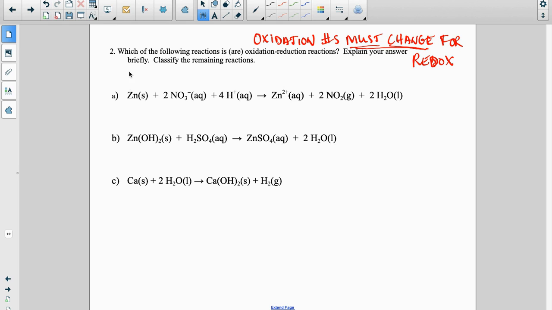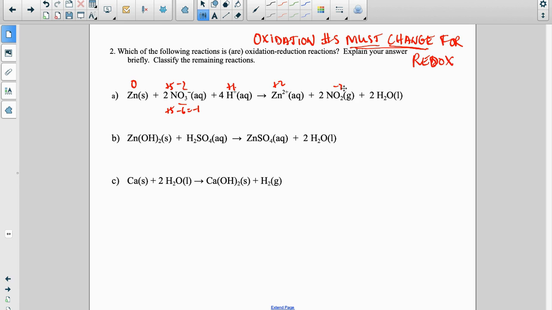So going along here, I'm going to look at A. I assigned 0 for zinc. Okay, here's -2 for oxygen here. So -2 times 3 gives us -6. The overall ion is -1. This has to be a +5. So our nitrogen is +5 here. Oh, hydrogen's already given to us. It's +1, same as its charge. Here again, +2, same as the charge.